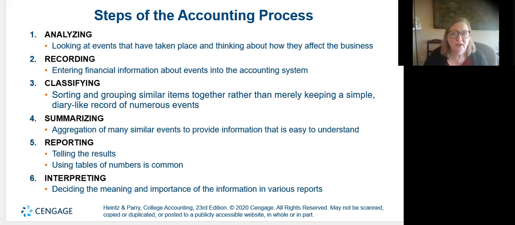And so reporting is very important, and a lot of this course is going to be talking about the impact those have. And then the last step in the accounting process is interpreting, and that is just looking at the financial statements and seeing what you can gain or glean from them. And so all this is really critical. It's really important that you learn the order that they go in.